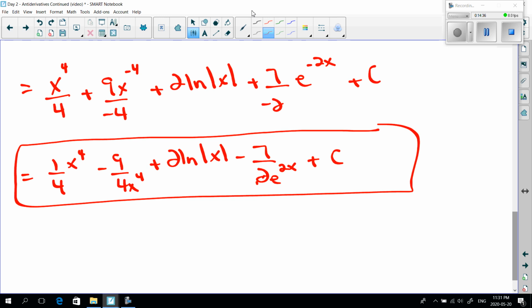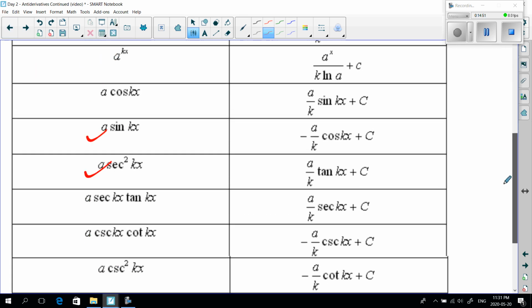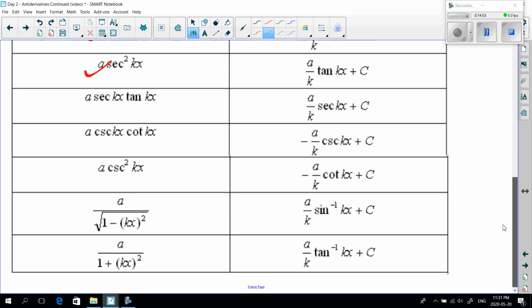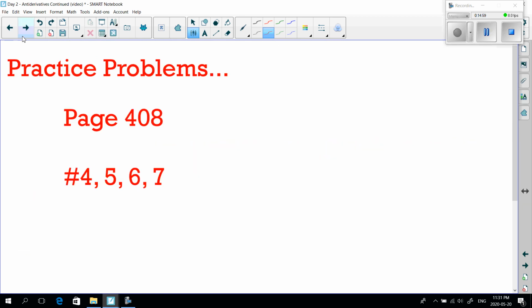Okay, so that's just more practice doing indefinite integrals, general antiderivatives, but we've added a few new twists, looking at a few more of the general antiderivatives from the table. And I think you might run into a couple extra ones in the questions from the homework, but so far we've looked at those 6. So you can do page 408. Now you can move on to 4, 5, 6, and 7.